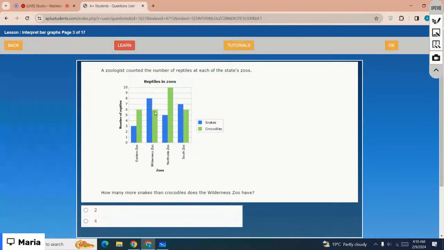So 8 minus 6 is 2. You need to see how many more snakes, right? Snakes is 8 and the crocodiles are 6. So 8 minus 6 is, yes, that is 2. First, you need to understand the question, then you have to answer. The correct option is 2.